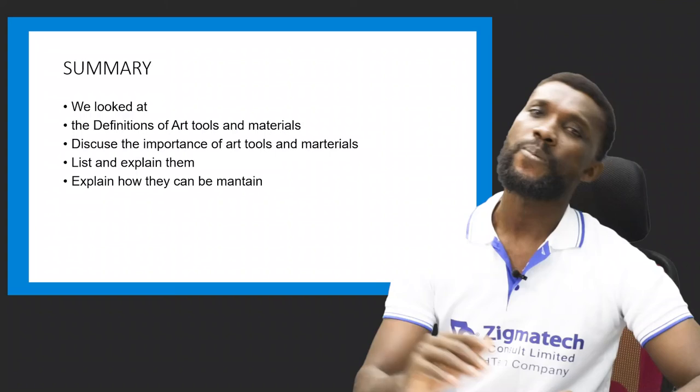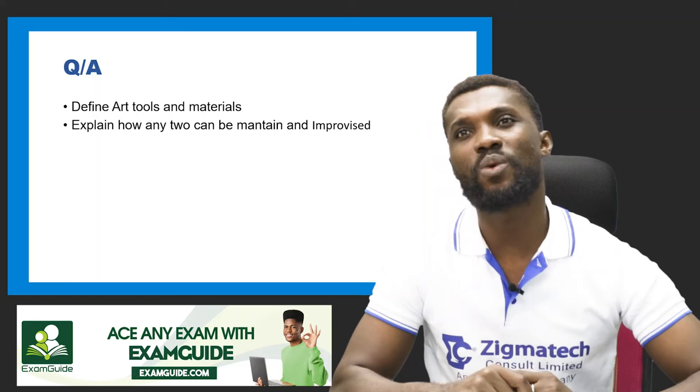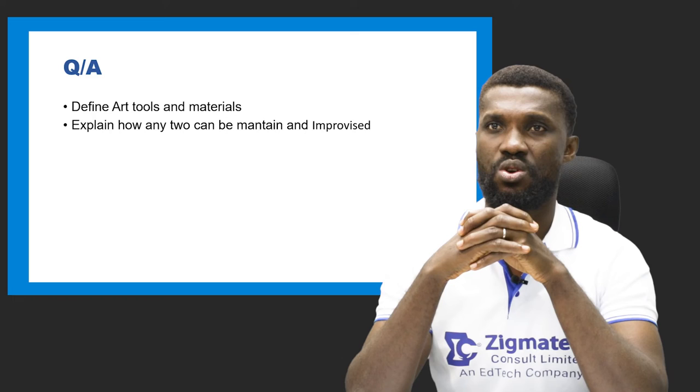All right, so now let me ask us some questions. First, define art tools and art materials. I have overflogged this over and over again, so it is something you should know. What are art tools and what are art materials? Okay, I want to believe you know that. The second question I want you to answer for me is: explain any tool that can be maintained and improvised.